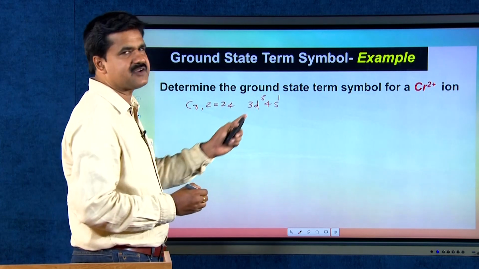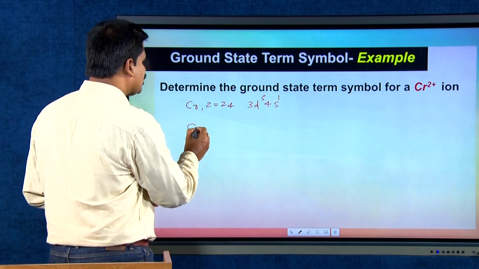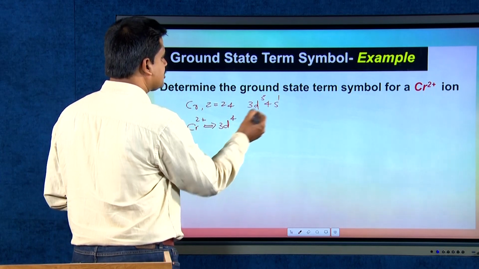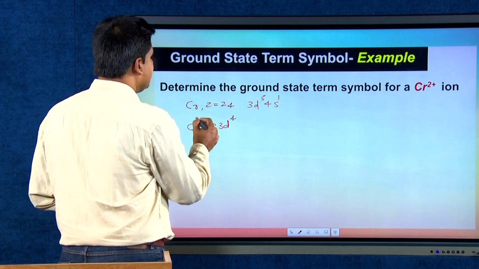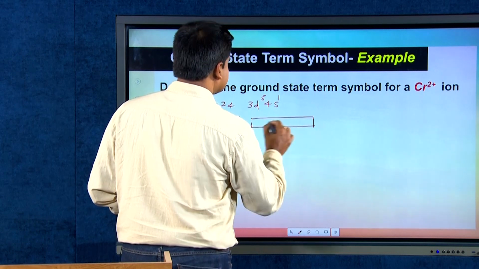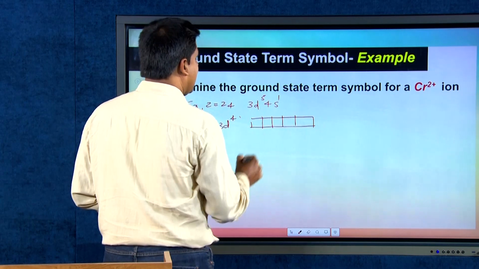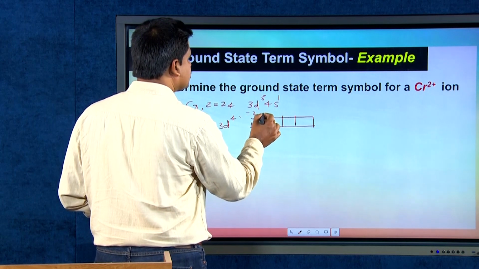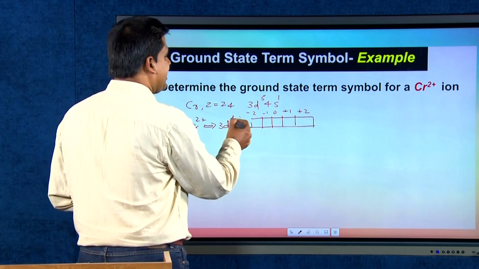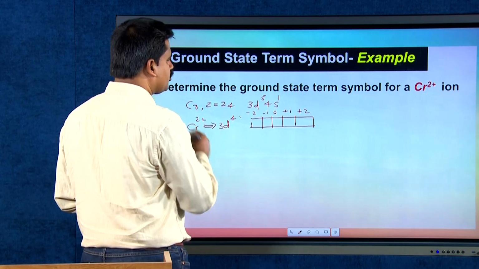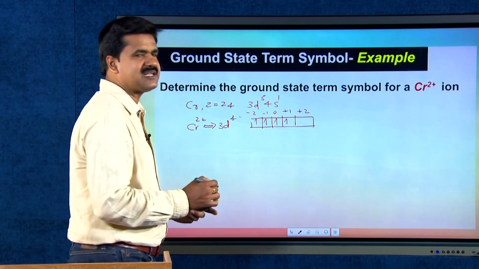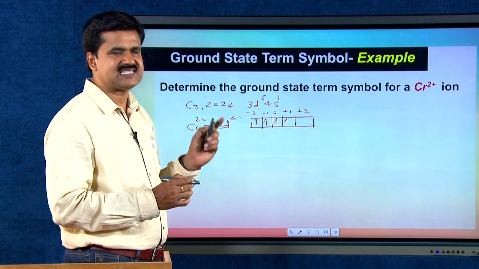So, this is the configuration of the chromium atom, and Cr2+ has the configuration 3d4 4s0. 4s0 you need not represent. So, the electronic arrangement is 3d4, and it can be represented like this. There are 5 d orbitals, and the ml values are -2, -1, 0, +1 and +2. I have 4 electrons here in Cr2+, so I have to put the 4 electrons based on Hund's rules. Pairing of electrons takes place only after all the available orbitals are singly occupied.